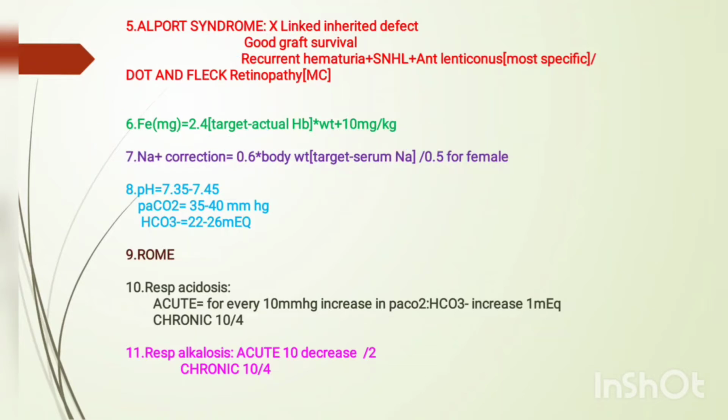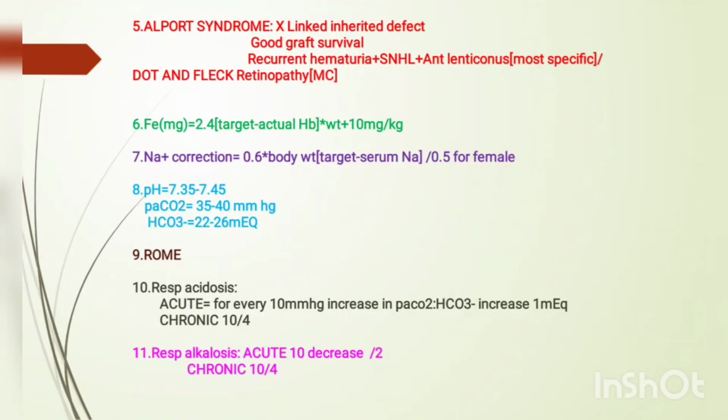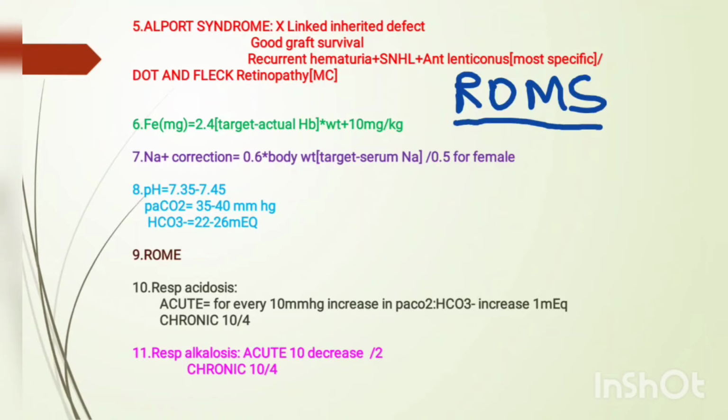Then remember the normal values. For pH it is 7.35 to 7.45. For PaCO2 it is 35 to 40 mmHg, and for bicarbs it is 22 to 26 milliequivalents. Now for acid base disorders, remember the mnemonic is ROMS: respiratory opposite, metabolic same. The change in pH will be in the opposite direction to bicarbs and PaCO2 in respiratory, and all three will change in the same direction in metabolic.